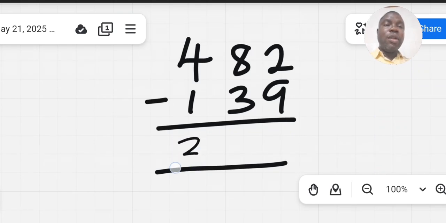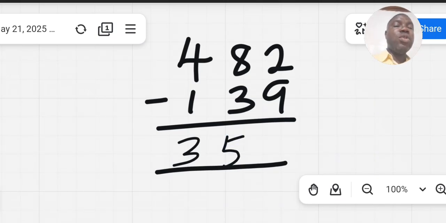So that's the 3. Now 8 minus 3, which is the next. 8 minus 3 gives us 5. So that's 5 there. And then 2 minus 9 is actually going to give you a negative number. Okay, so you can't take away 9 from 2 and get a positive number. So that means we need to borrow.